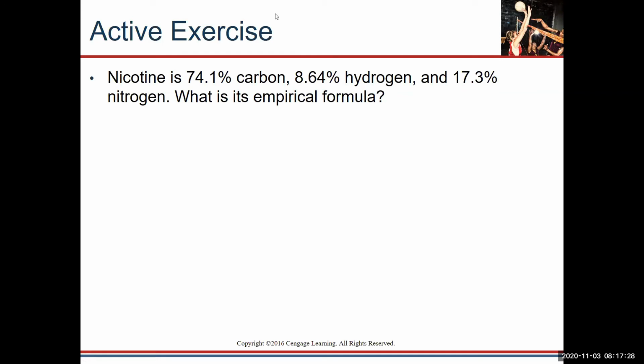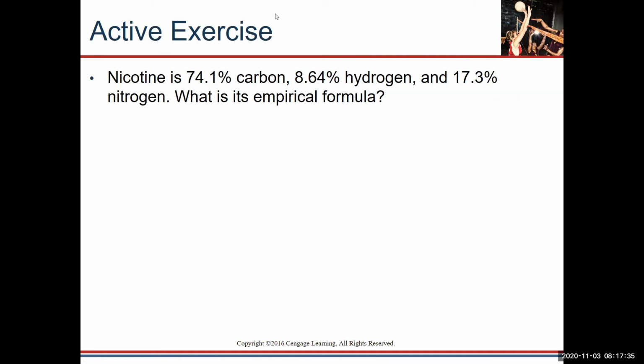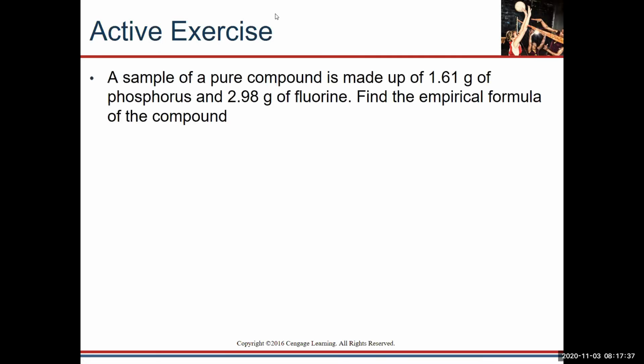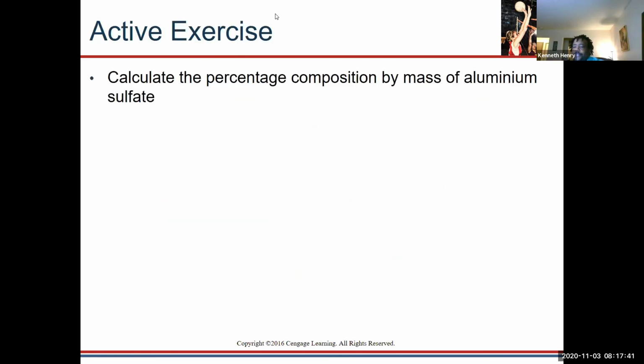We're not quite there yet, Dr. Henry. We're not quite here yet? We were at aluminum chlorate. No. Okay, so we are behind. That one. This one.